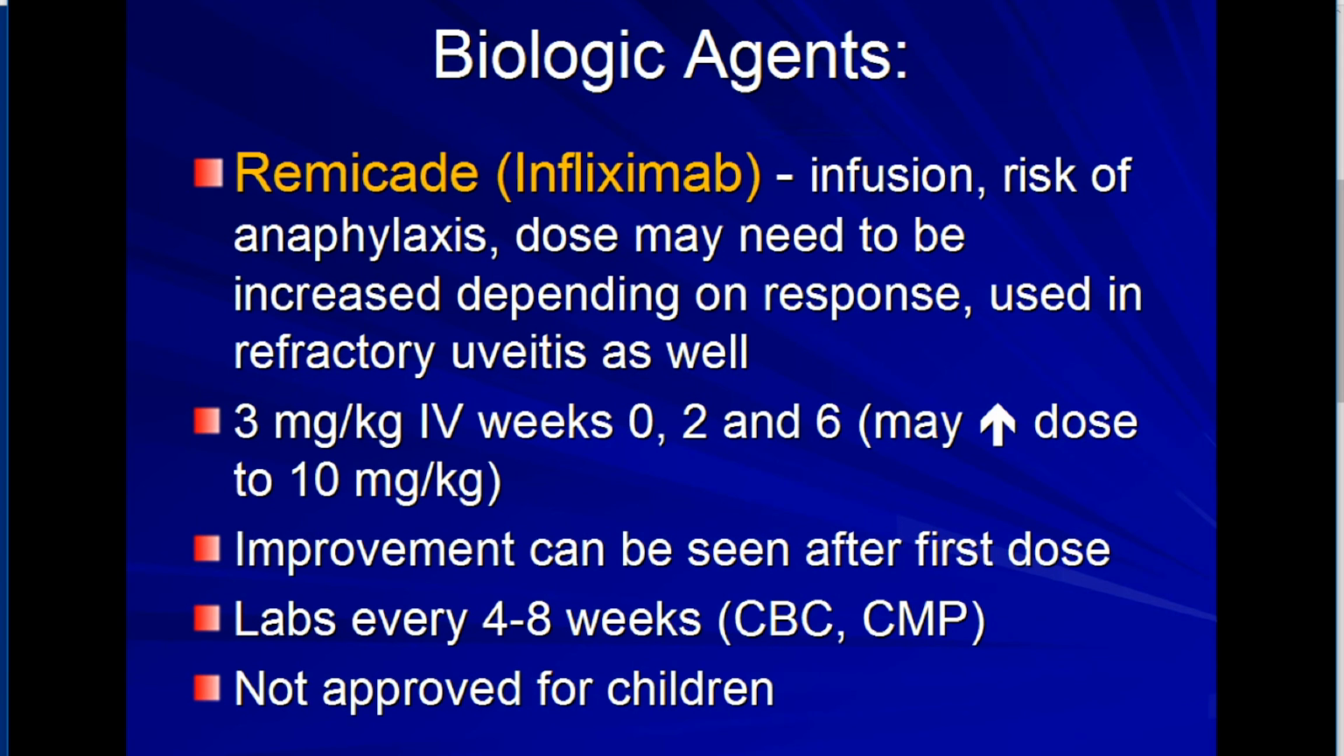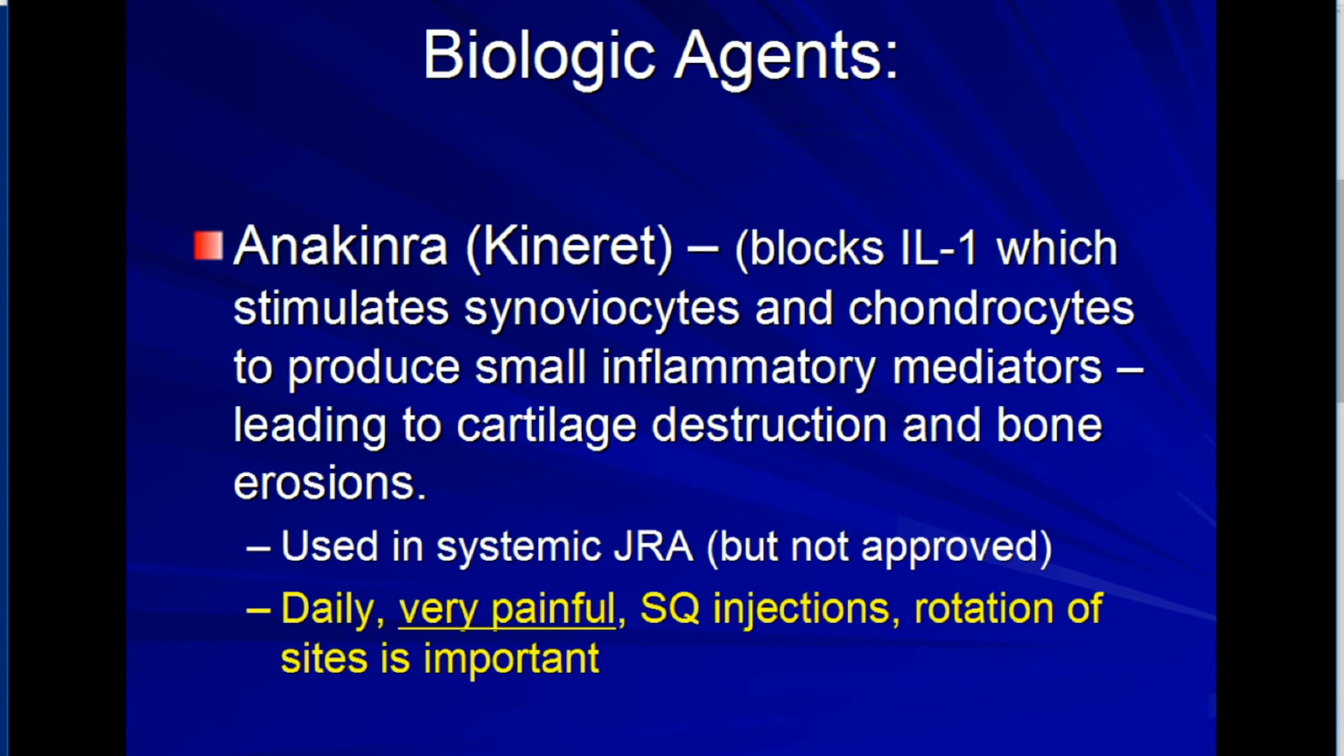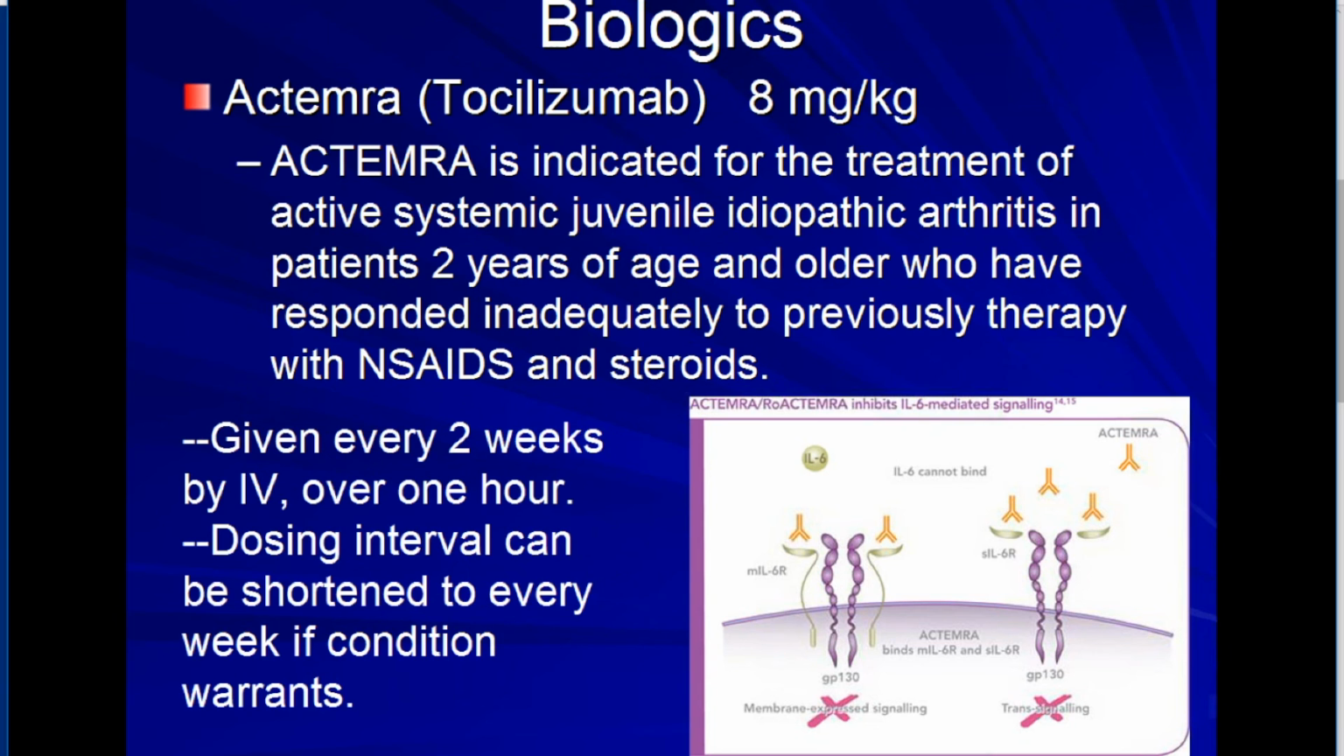Remicade is an infusion. You can have a risk of anaphylaxis, but without that, 3 milligrams per kilo IV, and then you can increase the dose. You can have improvement after the very first dose. Not approved for children, but I think it is, off-label, being used in some of the older kids. So anakinra blocks IL-1, used in systemic JRA, but not approved. It's a very painful daily sub-Q injection, so you have to rotate your sites. And for some kids, that's a deal breaker. They just can't handle it.